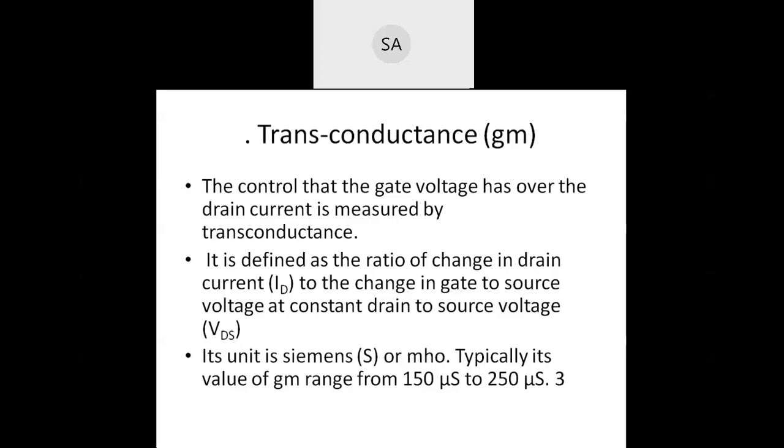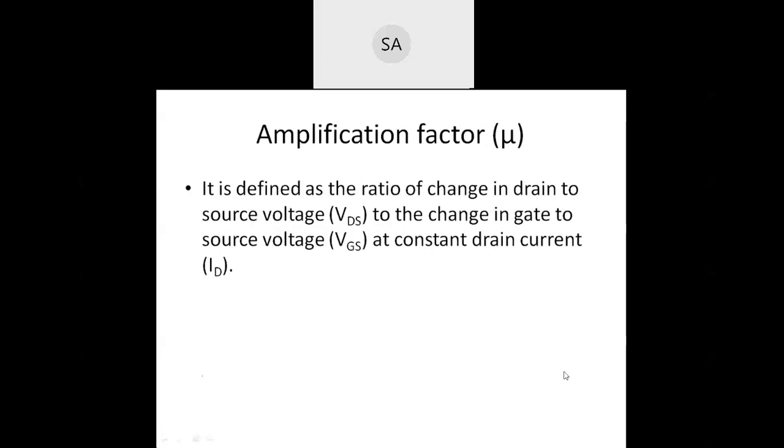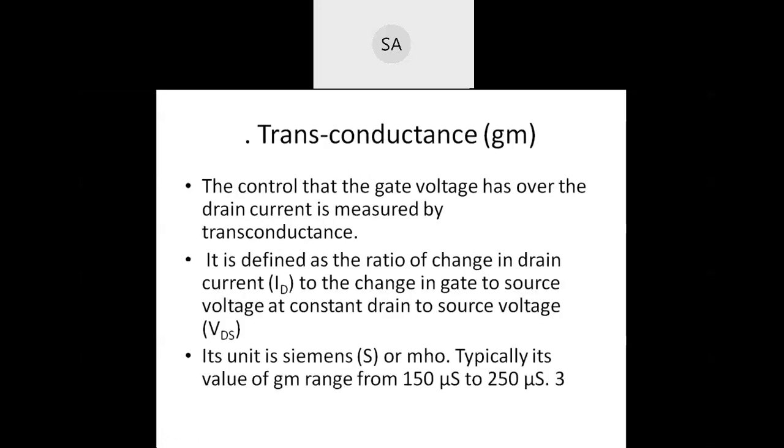So its units are in Siemens, that we call as a mho, the reverse of ohms. If you reverse the ohm symbol, it indicates the mho. Typically, the value of transconductance ranges from 150 microsiemens to 250 microsiemens. Okay.